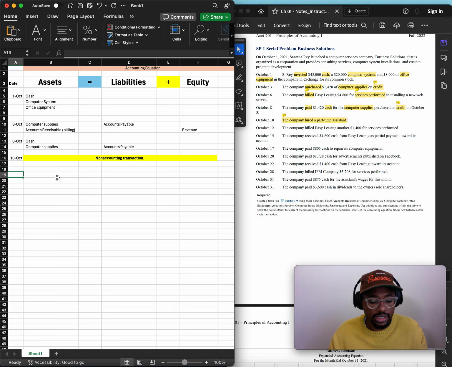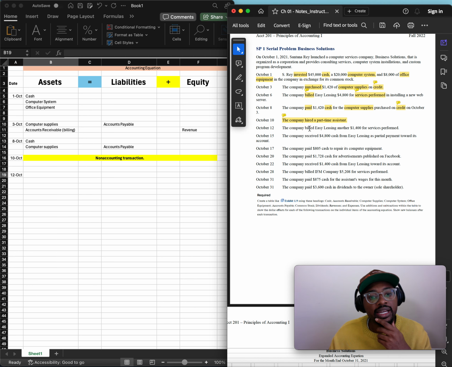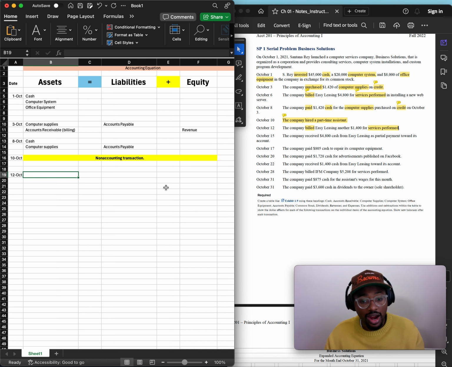Next one, October 12th. It says the company billed, again, Easy Leasing, another 1,400 for services performed. All right, y'all. See how the repetition, this is why I say the more you practice, the better you get at it. So you should be able to do this. Go ahead and pause it. Put in the chat your answer. Literally, this is a copy and paste. Okay, so what's the answer?